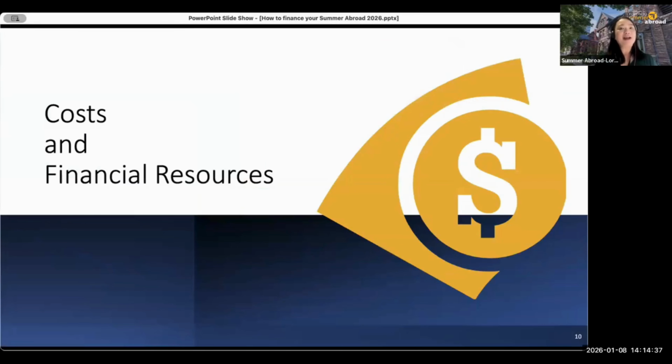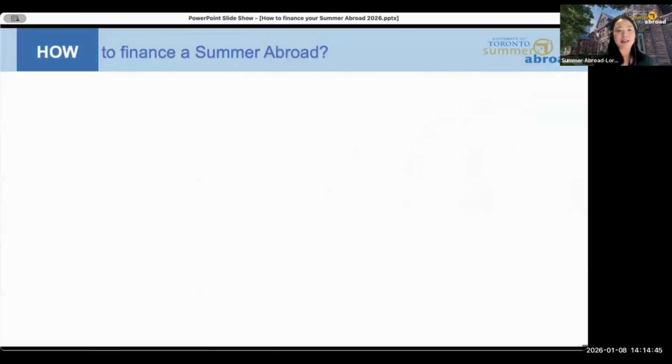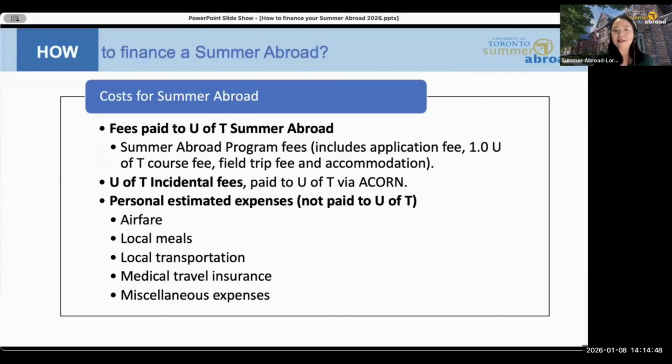So I hope you've convinced yourself that this is really worth your time and financial investment. Let's unpack cost and financial resources. How do you finance this? Before we jump onto that, let's talk a little bit about cost. Cost of summer abroad. I find it's really important for students to understand that there are different components to the cost around summer abroad.